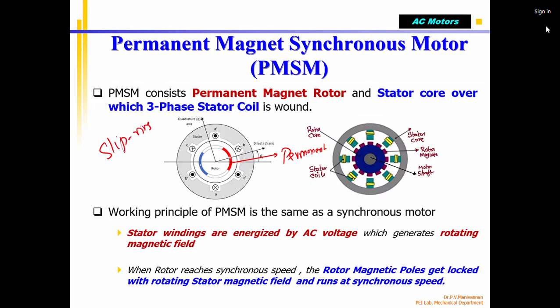Slip ring is an additional mechanical device attached to the rotor of the synchronous motor through which you are supplying DC voltage. And there will be brushes, correct?